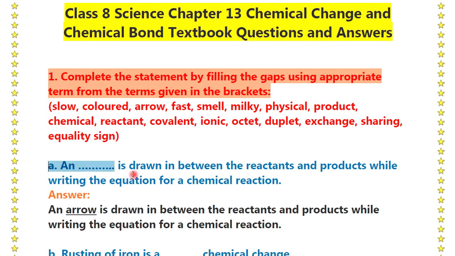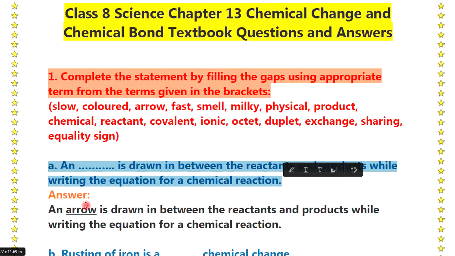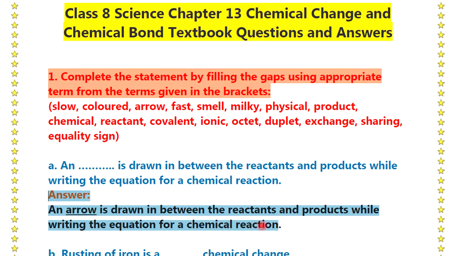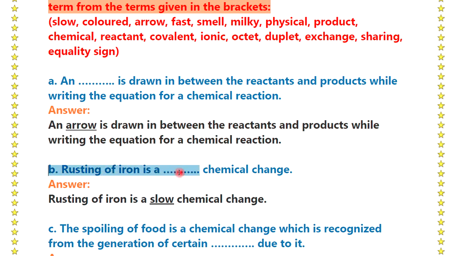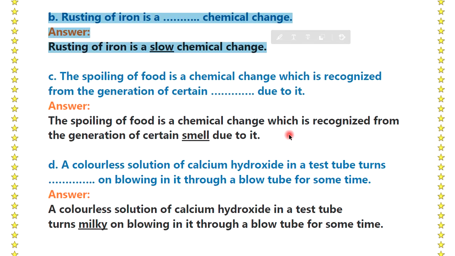Okay, so our A is: dash dash is drawn in between the reactants and products while writing the equation for a chemical reaction. Answer: an arrow is drawn in between the reactants and products while writing the equation for a chemical reaction. Then next B: rusting of iron is a dash dash chemical change. Answer: rusting of iron is a slow chemical change.